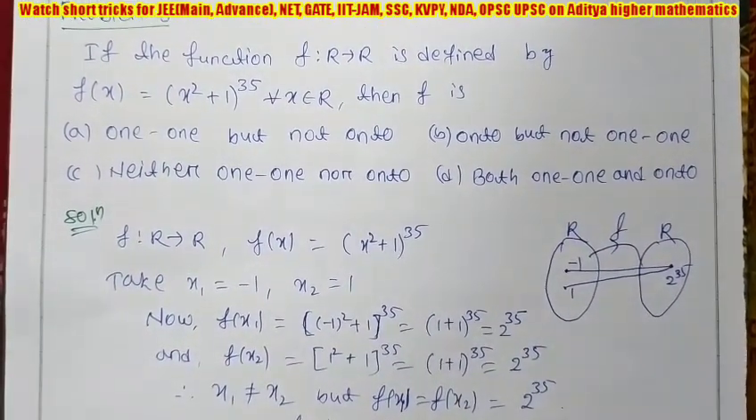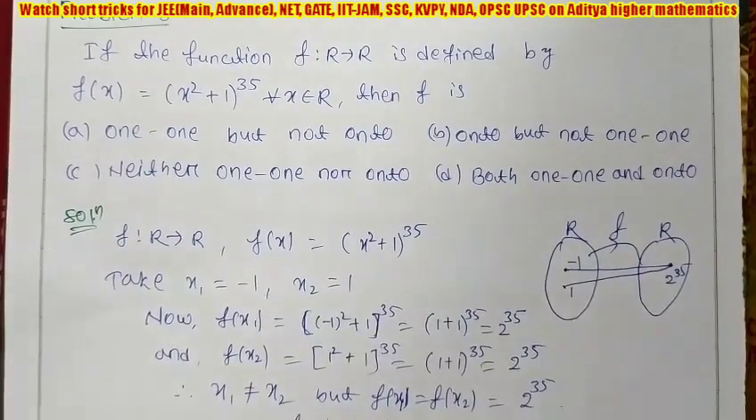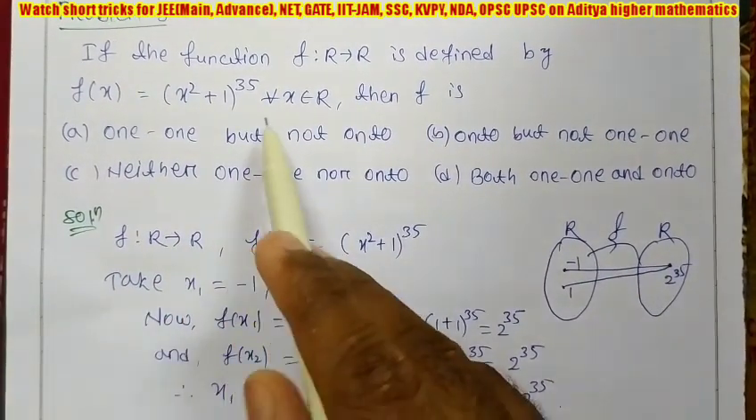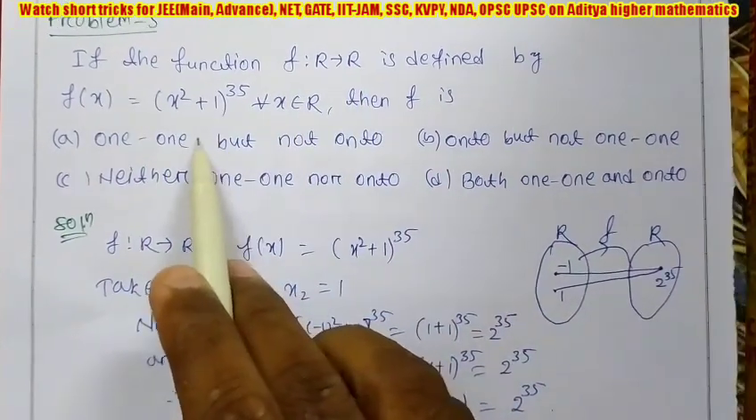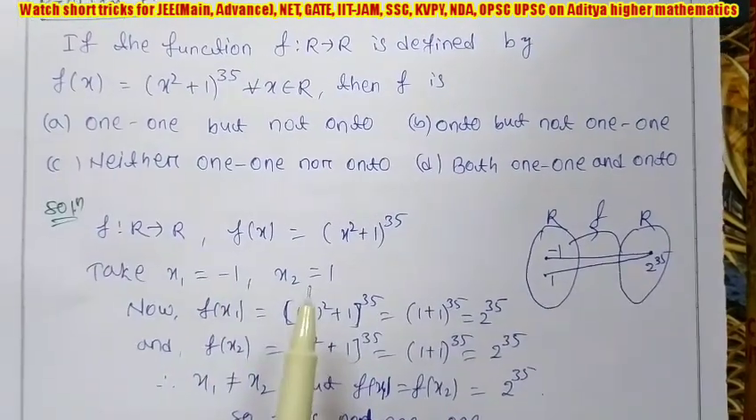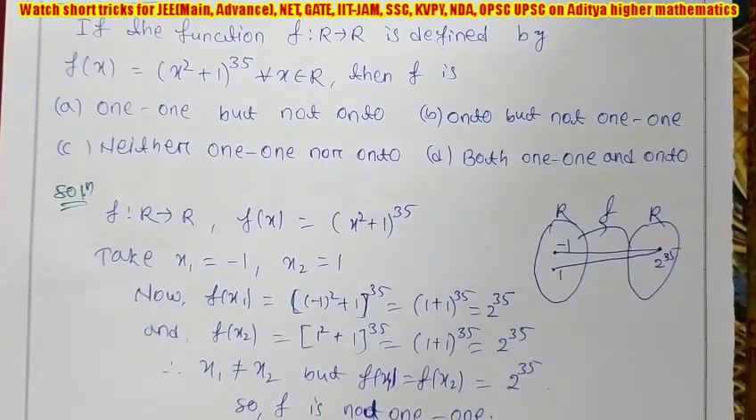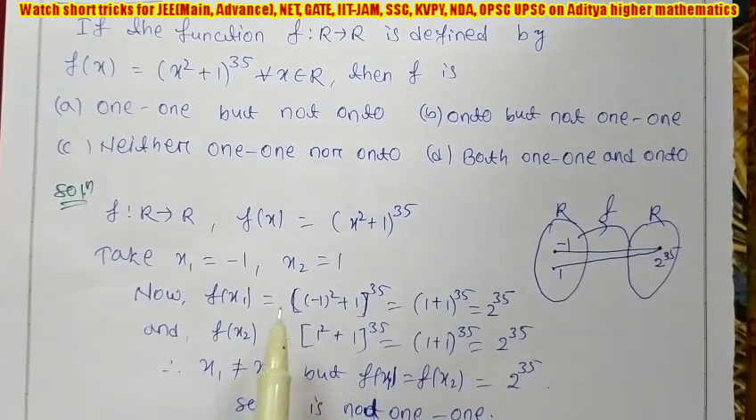Here one large power is given, 35, but the solution is not difficult. Don't fear by looking at this question. Here the function is given from R to R and f(x) is given as (x square plus 1) to the power 35. Here also we will approach the same way. We will take two different elements and we will see whether their images are the same or not.